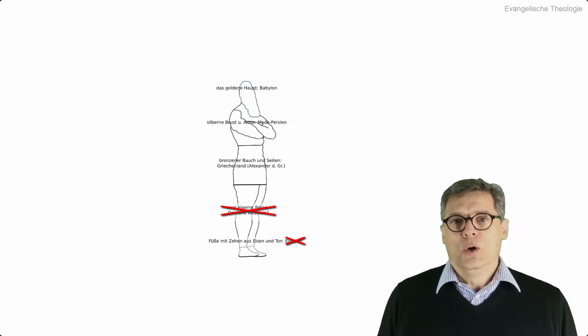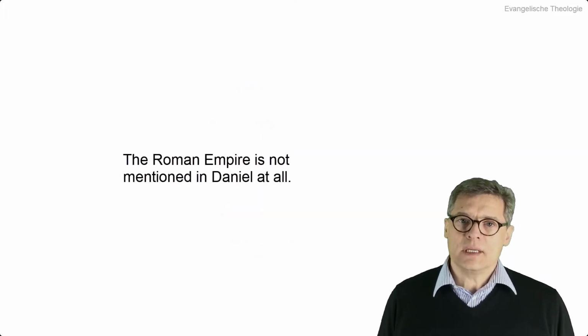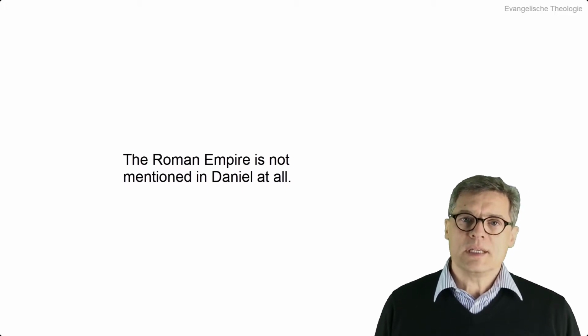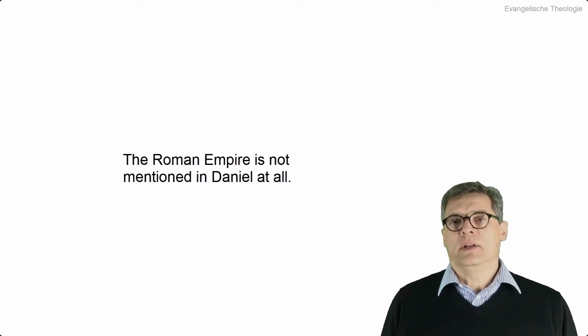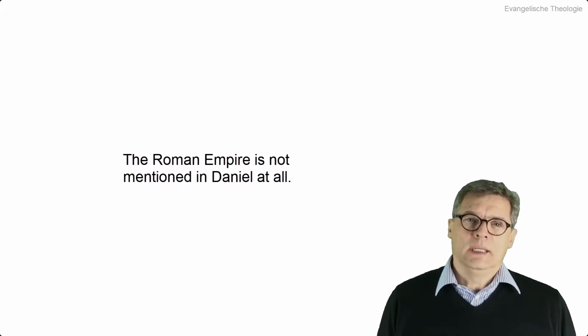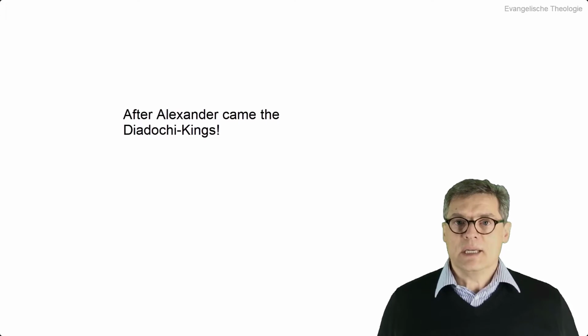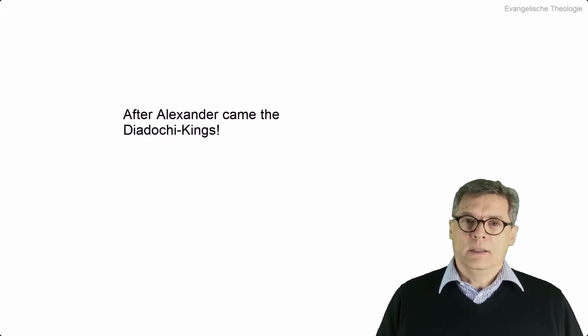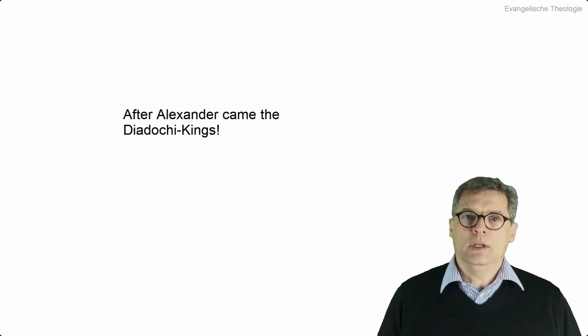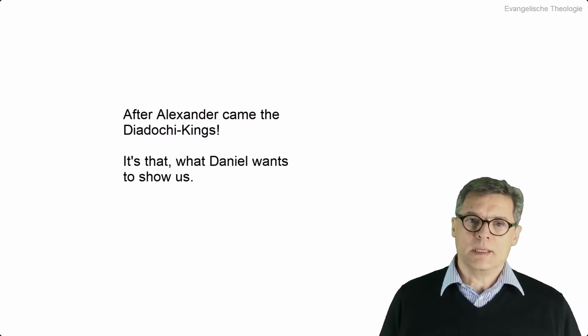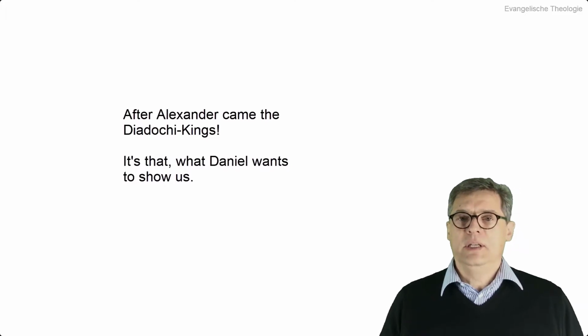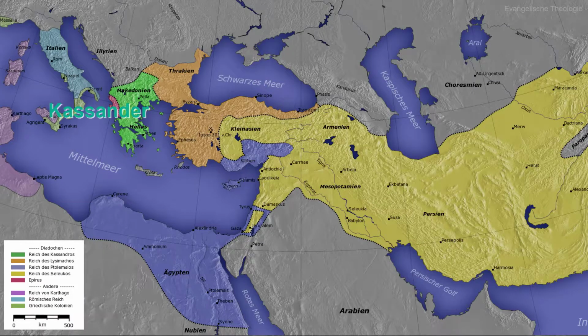First, it should be noted that the Roman Empire is not mentioned in the book of Daniel at all. This is amazing, because the Roman Empire has naturally been a great empire. Actually, we should be able to assume that after Alexander the Great came the Roman Empire. But if we take a closer look at world history, then there was a time between the kingdom of Alexander the Great and the Roman Empire, and this time was called the time of the Diadochi kings. These Diadochi kings were essentially four kings: Cassander, Lysimachus, Seleucus and Ptolemy.